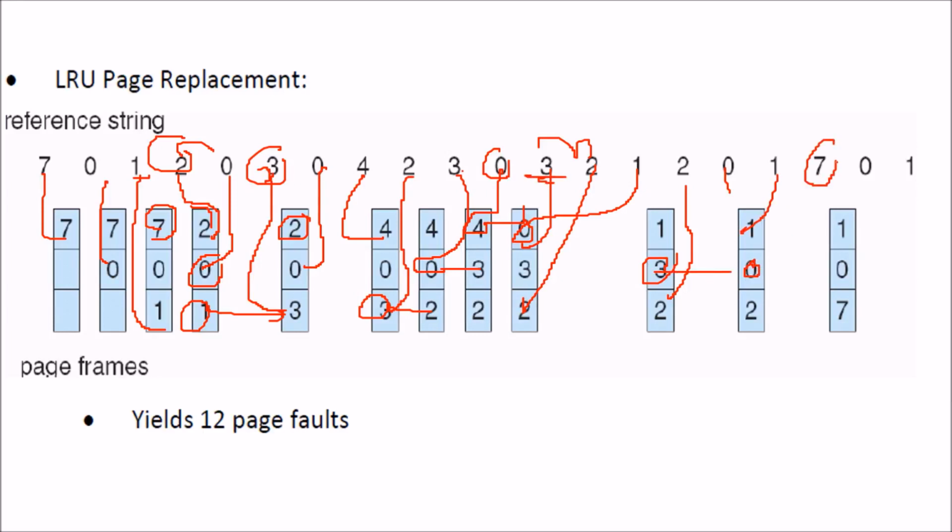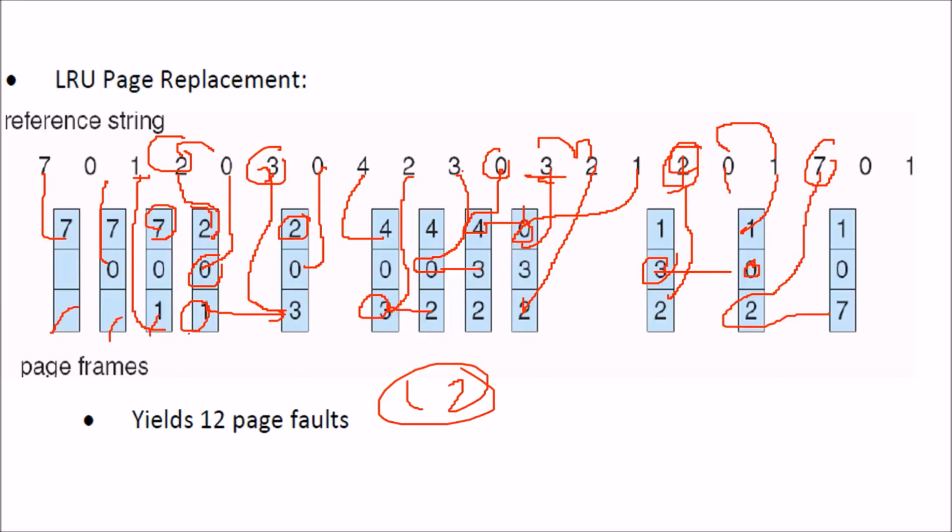Now 7 has to be seen where we have to put. 2 was earlier than 0 and 1, least recently used. So we will replace this 2 with 7. How many page faults? 12 page faults here. 1, 2, 3, 4, 5, 6, 7, 8, 9, 10, 11, 12. Number of bars you can count.